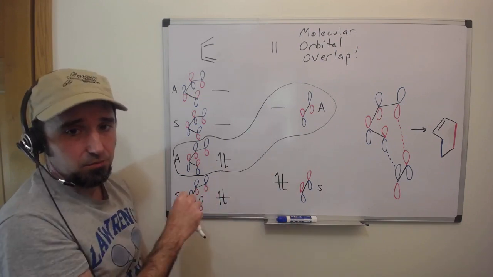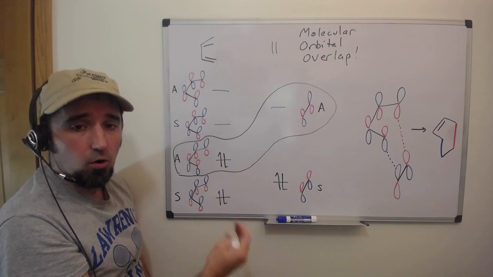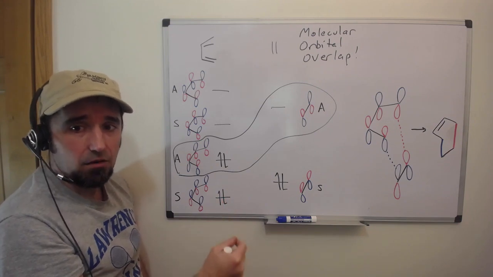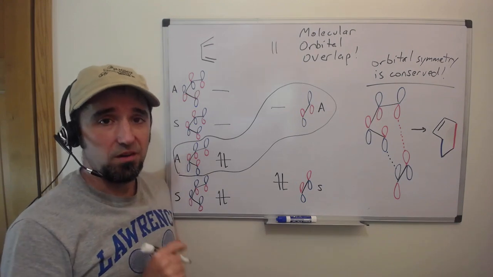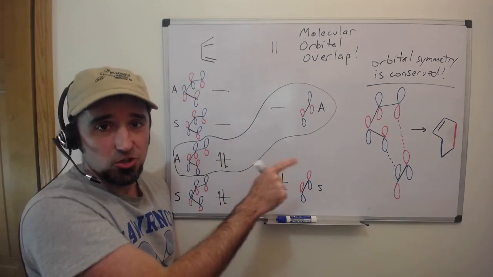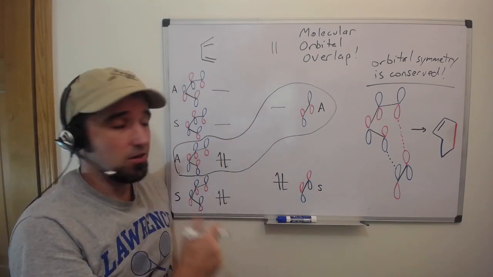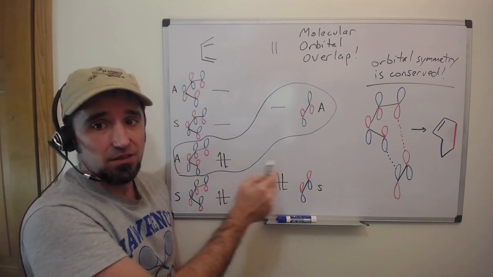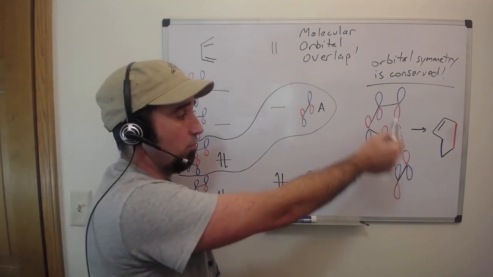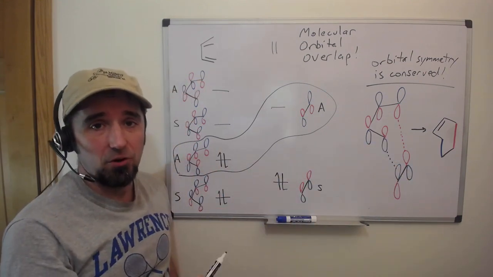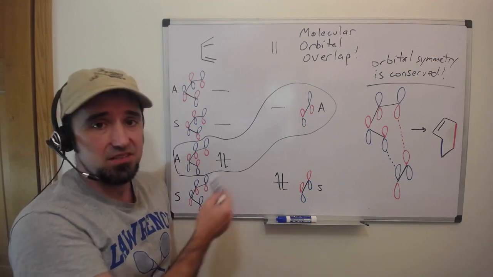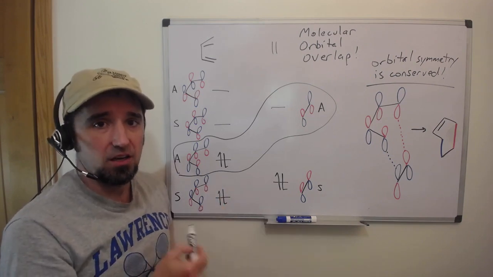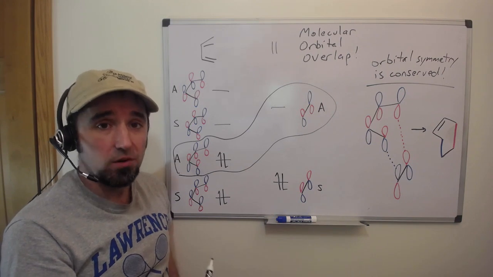Symmetrical, anti-symmetrical. And so for them to overlap, we need them to have the same orbital symmetry. So orbital symmetry is conserved. Right, so I start with the same planar symmetry, symmetric and anti-symmetric, in both of these things, and my product has that. So the reason that I can have these two things react with each other comes down to the orbital symmetry. Orbital symmetry is what allows this to happen.